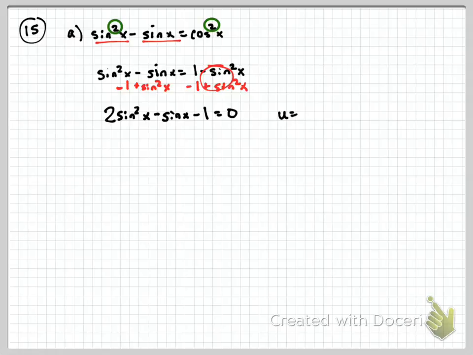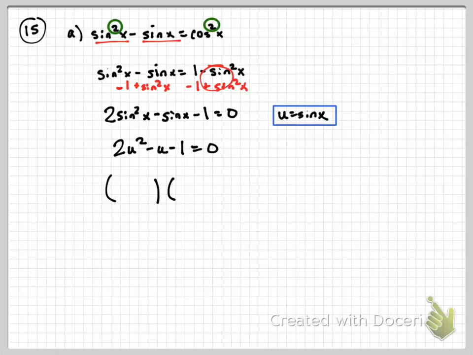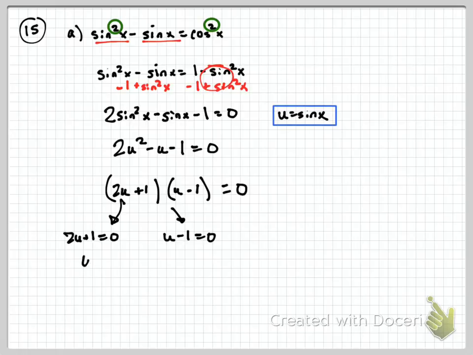You can use u substitution. Replace sine of x with u, so we get 2u squared minus u minus 1 equals 0. Now you get to factor. We're back to Frank's class. This would be 2u and u, and this would be minus 1 plus 1. Split it up. 2u plus 1 equals 0. u minus 1 equals 0. u will end up equaling negative 1/2 and 1.